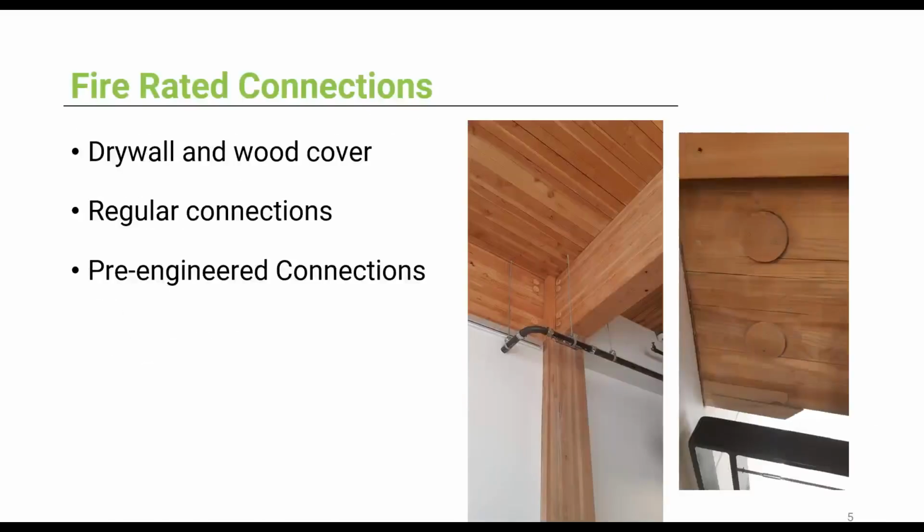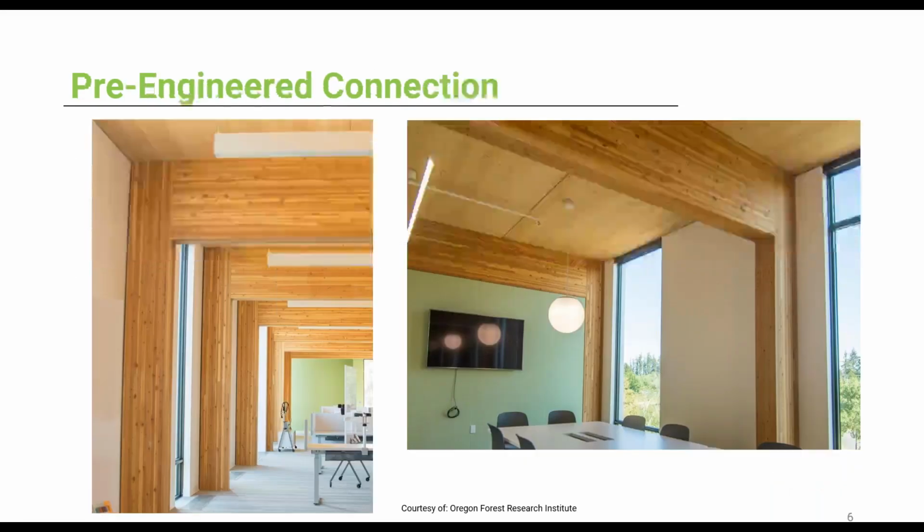When we usually say fire-rated connections, we mean using drywall and wood covers over our connections. Regular connections like the one here on the right has a wood plug or an extra piece of wood at the bottom. Other connections include pre-engineered connections that have been fire tested. So this is the inside of the First Tech Credit Union project in Oregon, and they've used our concealed pre-engineered beam hangers. So you can see them all the way through this office setting here.